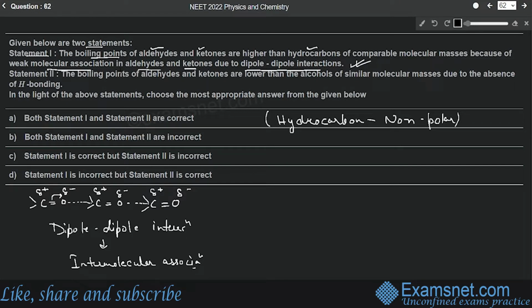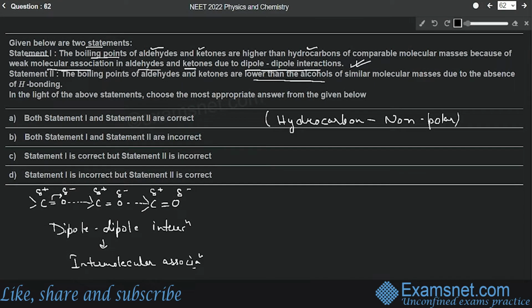The boiling points of aldehydes and ketones are lower than alcohols of similar molecular masses due to the absence of hydrogen bonding. Okay, so we saw that it is more than the hydrocarbons, and the next statement says that it is lower than the alcohols. So let's see how and why.